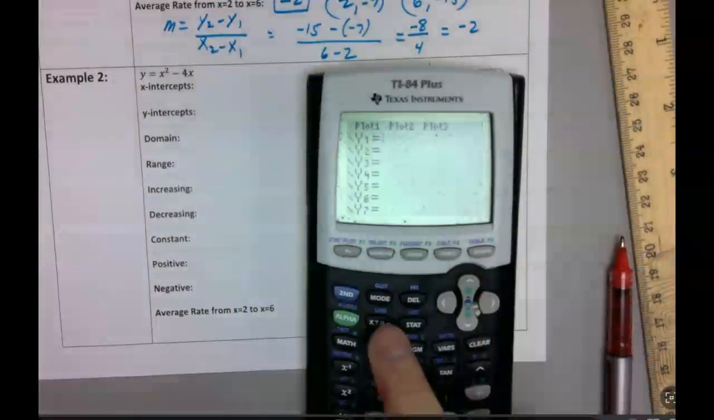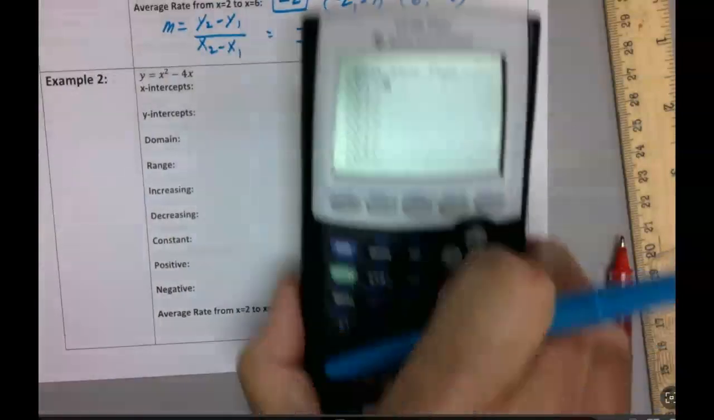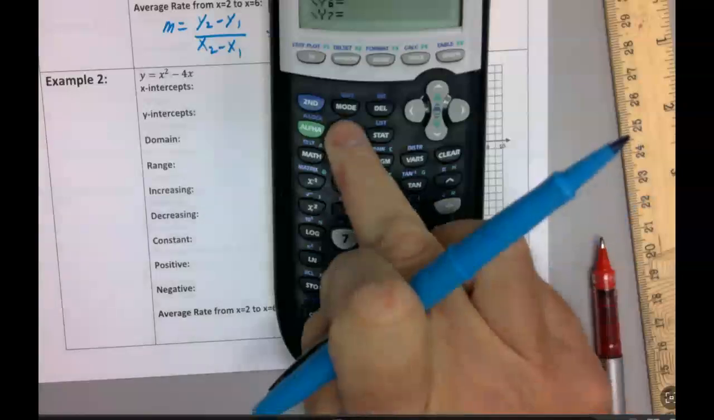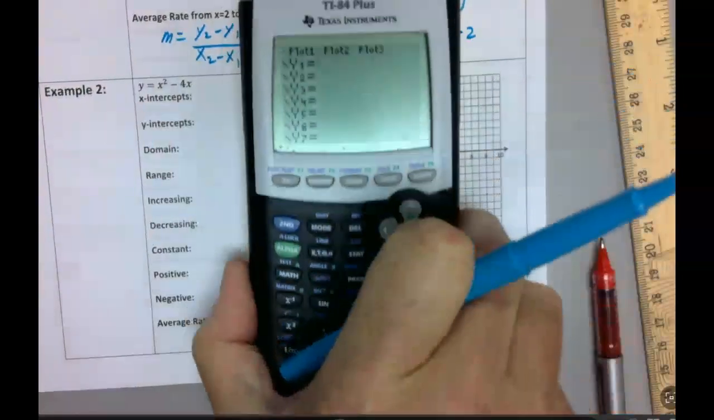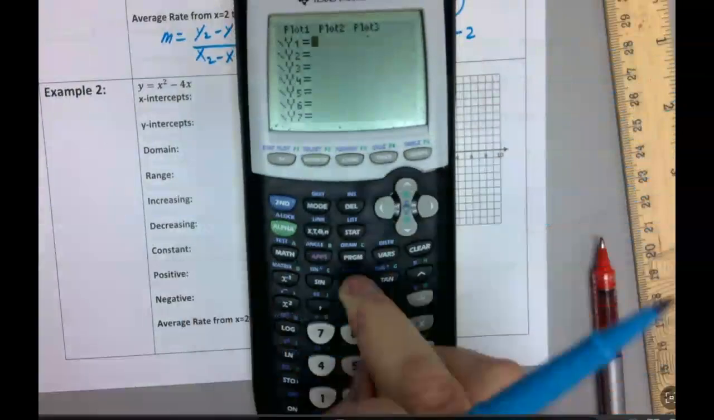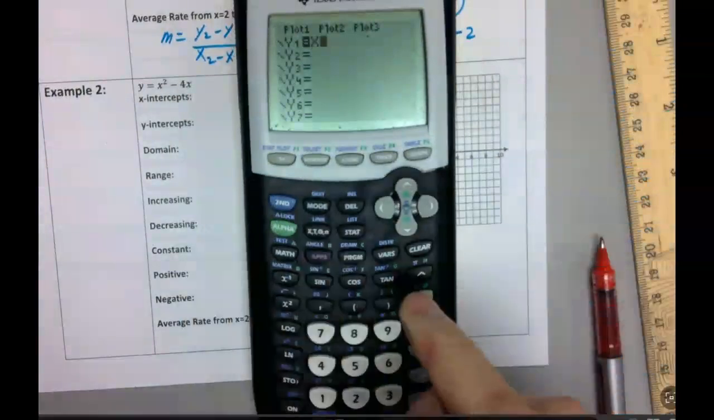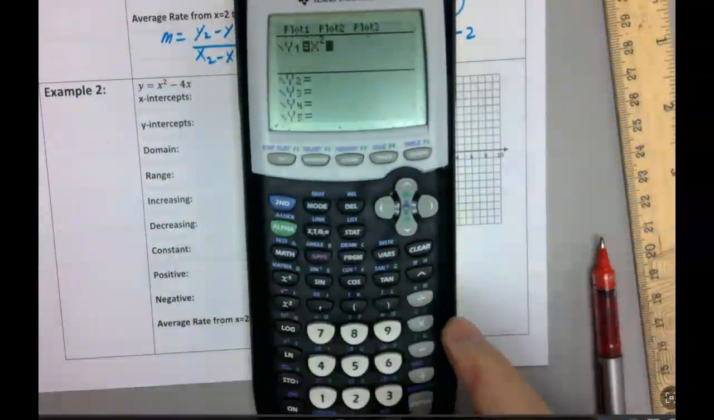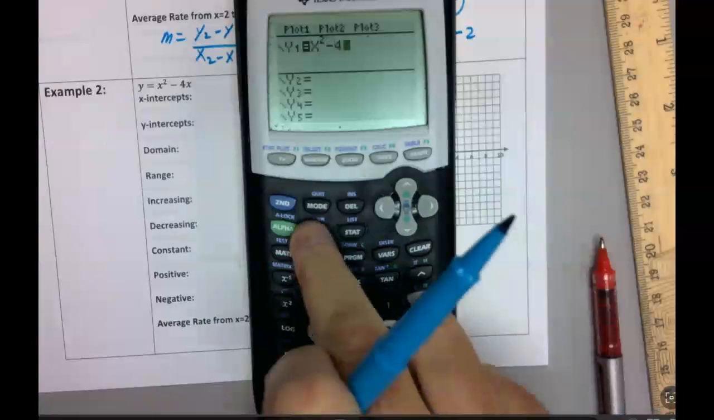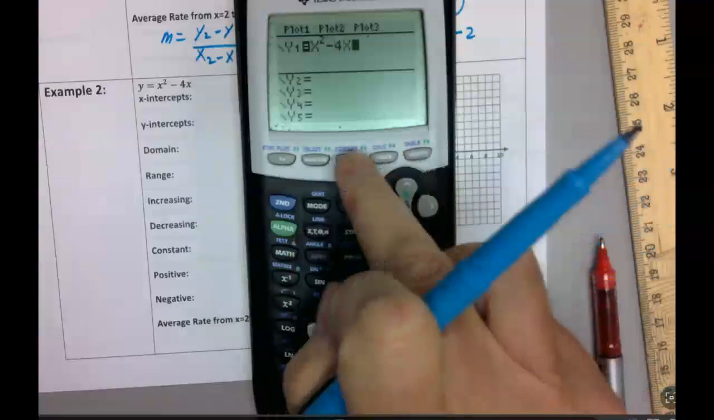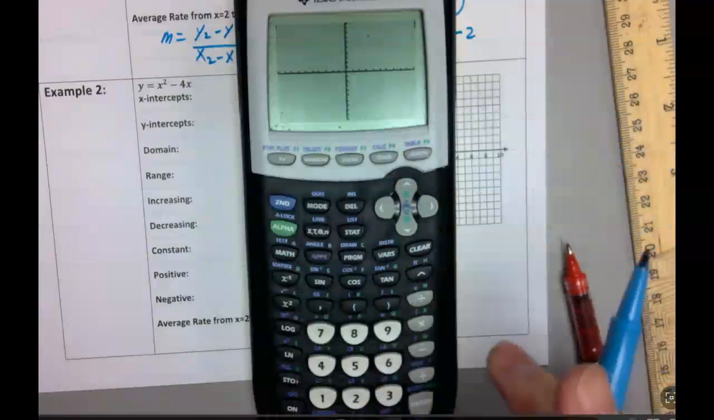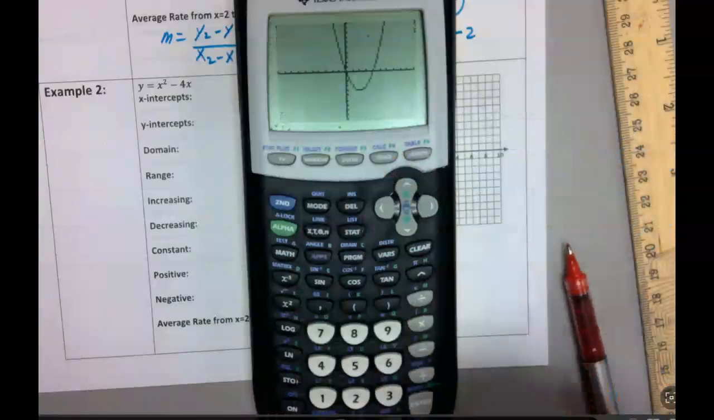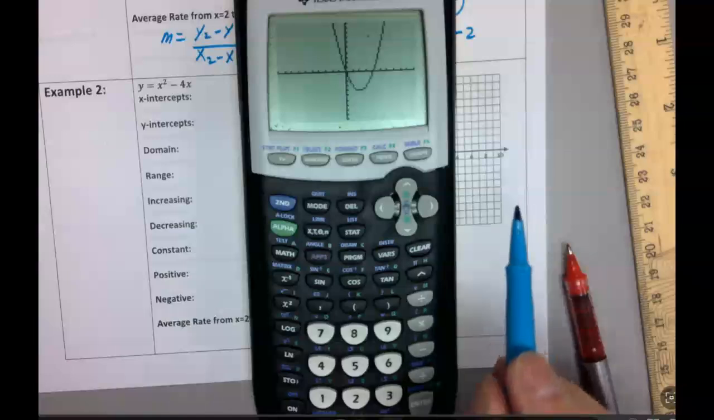So I'm going to hit x, which is below mode, correct? X is below mode. X squared minus 4, and then another x, and I like to hit zoom standard again. Number 6. Okay? It's a quadratic, isn't it?